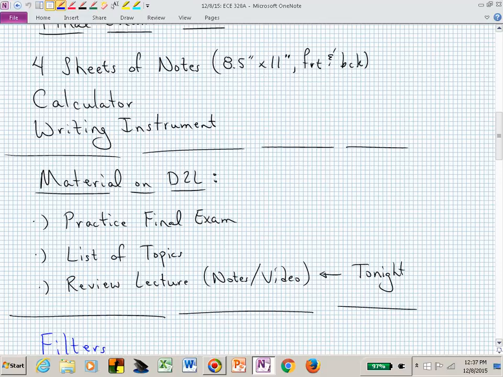There is a list of topics that you can refer to, and after tonight's lecture there will be notes and a video from the review section, and the feedback that I was getting is 3-phase power and Bode plots. So we'll probably spend our time tonight with 3-phase power and Bode plots. It's not really tonight, it's this afternoon, it's at 4.